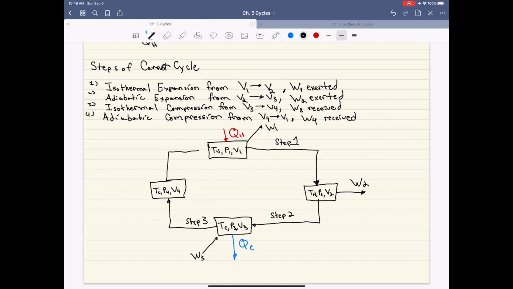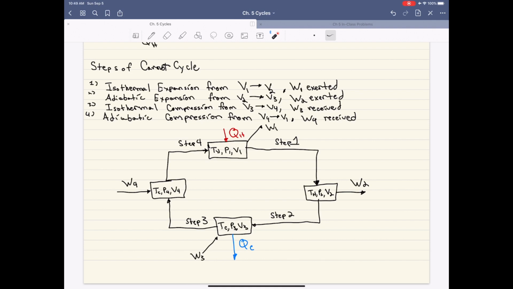But then in step 4, the gas is once again compressed, so it receives work from the surroundings, and this compression is done adiabatically, so it changes the temperature back to TH, and also the pressure and volume back to P1 and V1 respectively. These are the different ways that we could visualize the Carnot cycle.